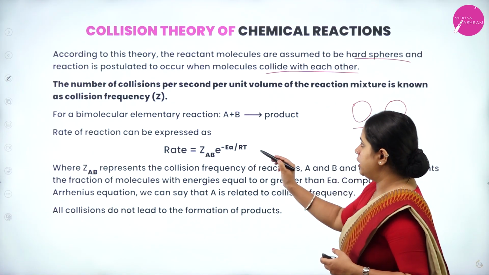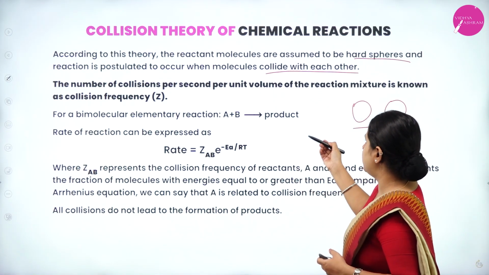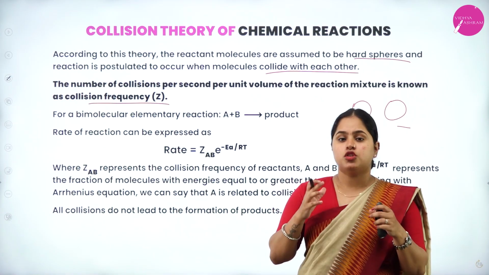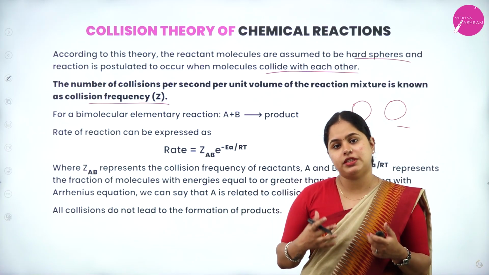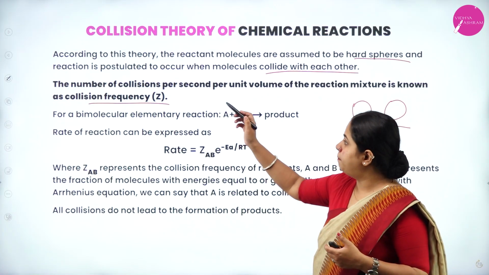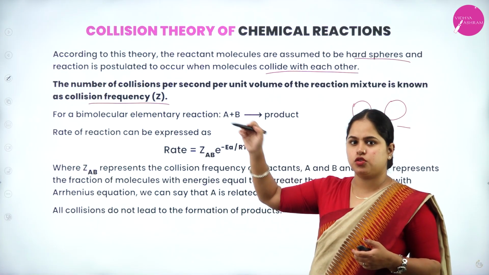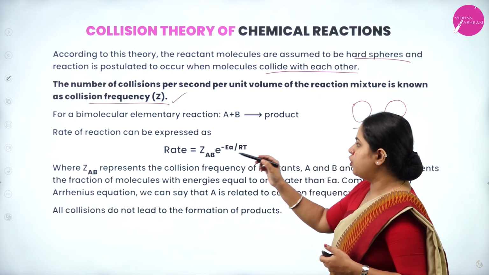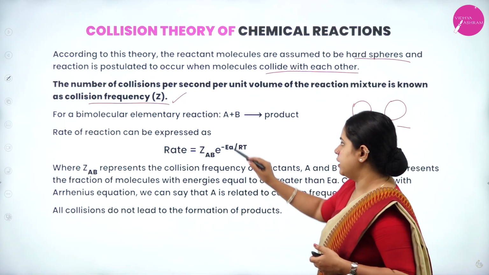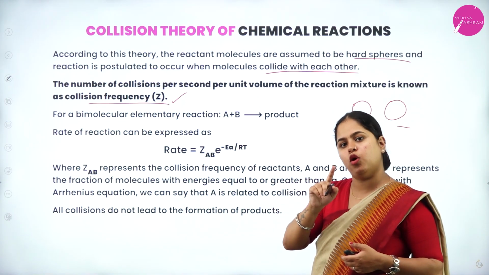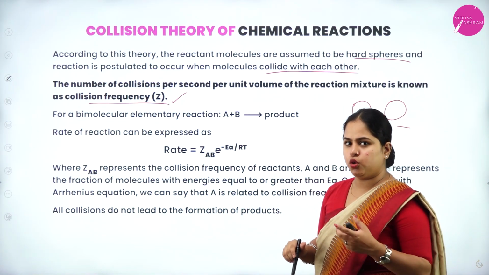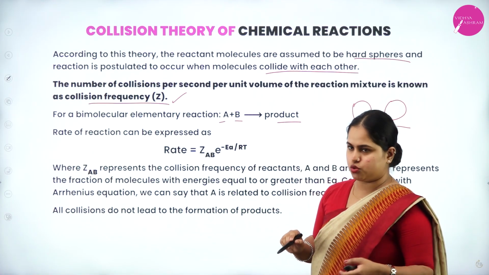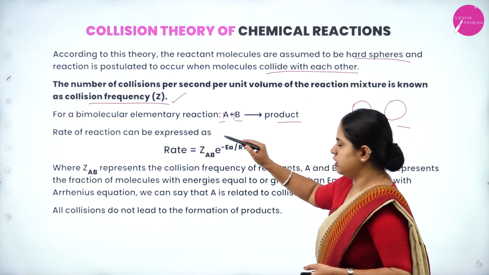The number of collisions per second per unit volume of the reaction mixture is known as collision frequency. So how many collisions take place between the reactants per second per unit volume is called the collision frequency, represented by the symbol Z. So for a bimolecular elementary reaction, meaning single step, bimolecular means only two molecules are present. So A plus B giving products. The molecularity is 2. There is one here and one here, so total 2.